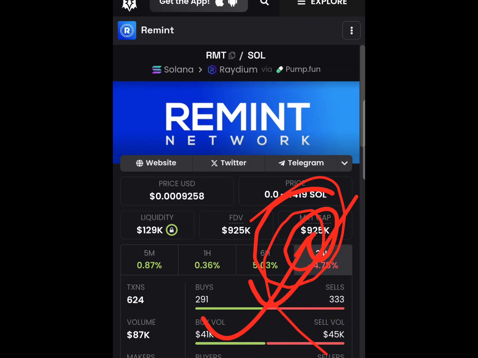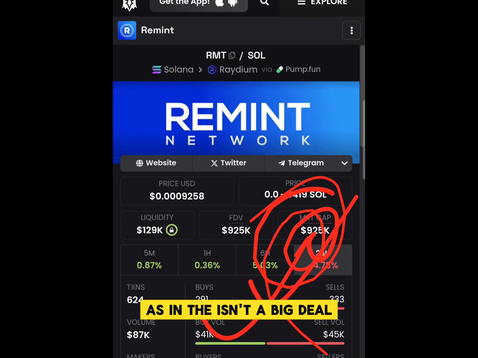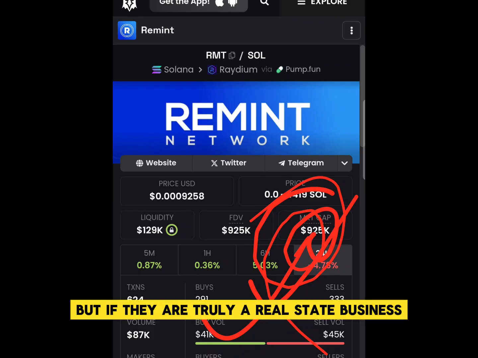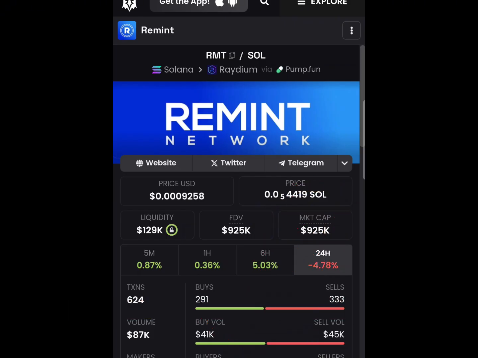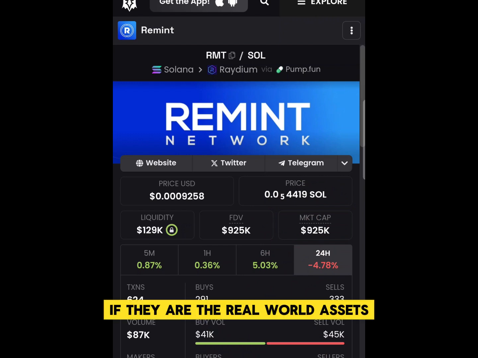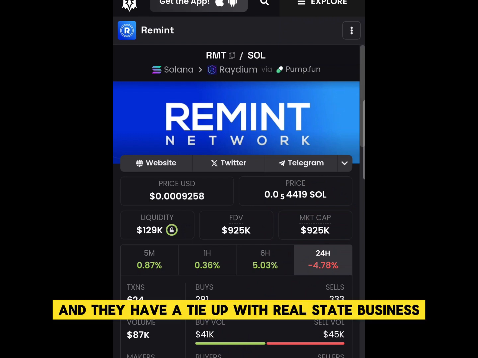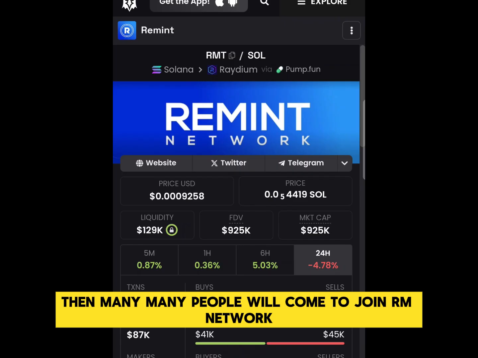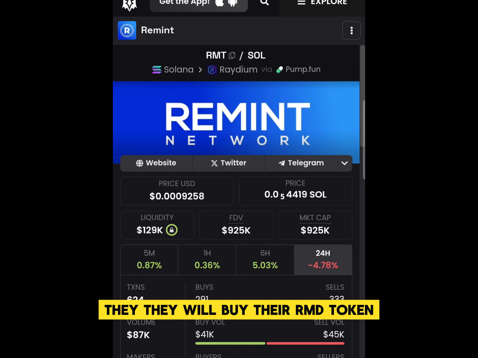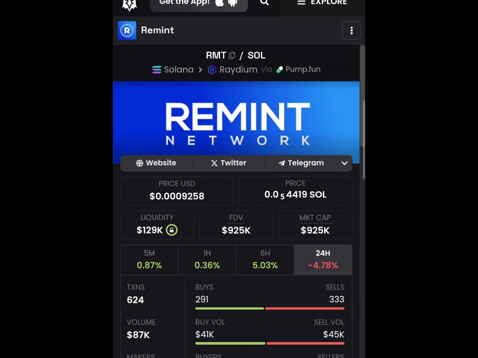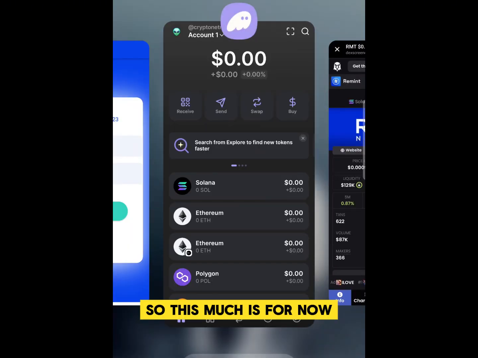And in this space, having millions of market cap isn't a big deal. But if they are truly a real estate business, if they are real world assets and they have a tie-up with real estate business, then many people will come to join Remint network, they will buy their RMT token, because real estate business is very big. So this much is for now.